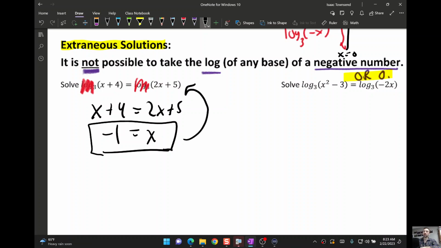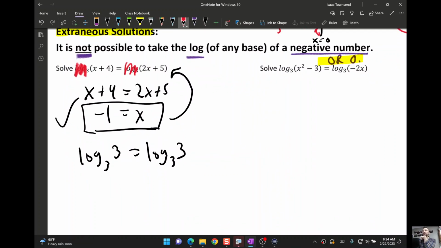It is not okay to take the log of a negative number. So you actually have to go up here and plug it in and see that if you plugged it in on the left, you're taking the log of a positive number. On the right, you're taking the log of a positive number, and you can see that the left and the right are the same. So then you can be confirmed.